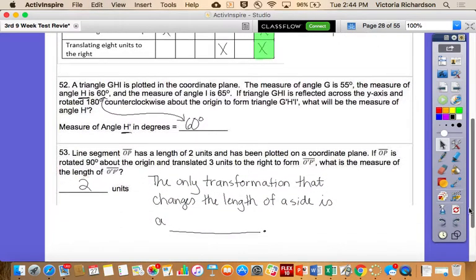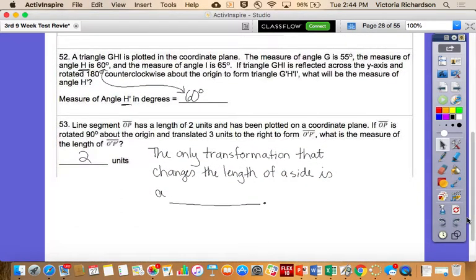So let's look at number 52. It says a triangle GHI is plotted in the coordinate plane. The measure of angle G is 55 degrees, angle H is 60, and angle I is 65. If triangle GHI is reflected across the y-axis and rotated 180 degrees counterclockwise, to form G prime, H prime, I prime, what will be the measure of angle H prime? And we've said 100 times, whatever you do, your angle measure is not going to change. Whatever kind of transformation happens, your angles will stay the same, even if you dilate. So, therefore, since the measure of H is 60 degrees, the measure of H prime is also going to be 60 degrees.